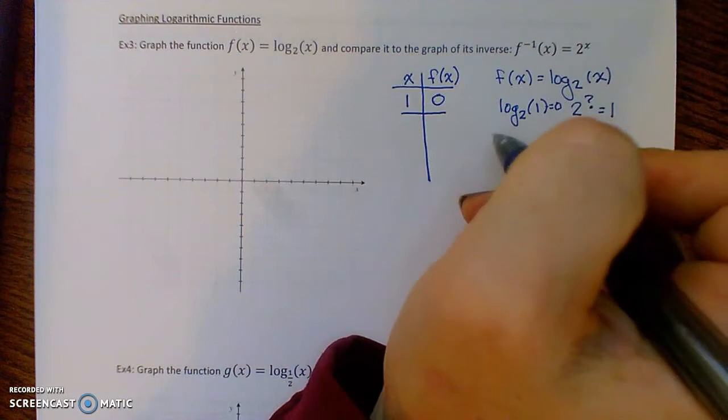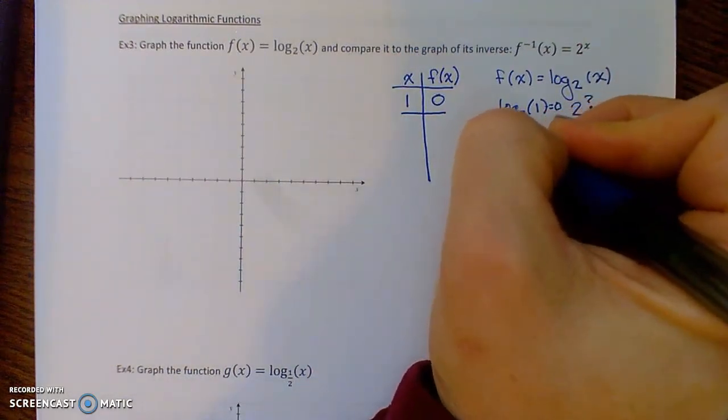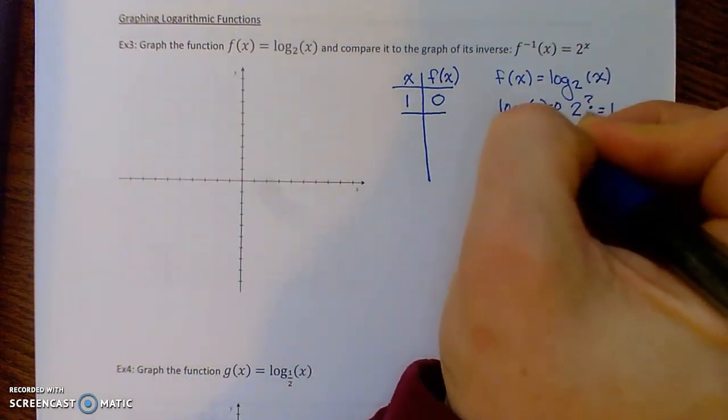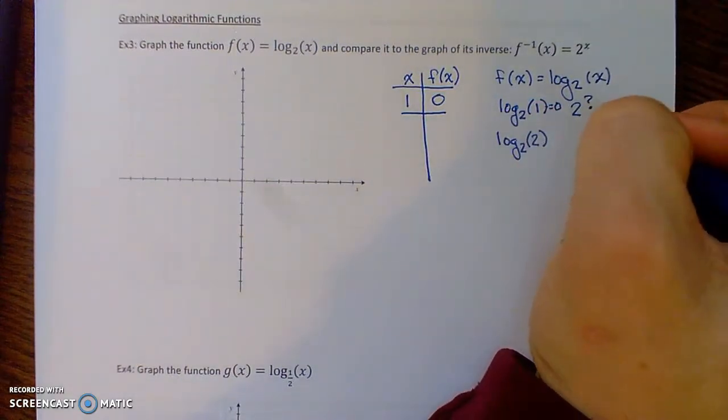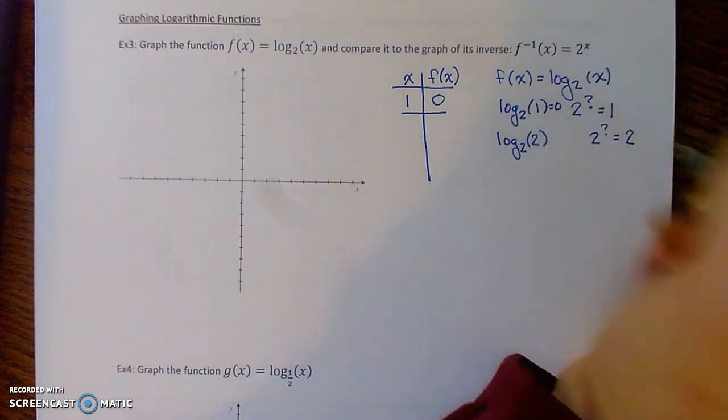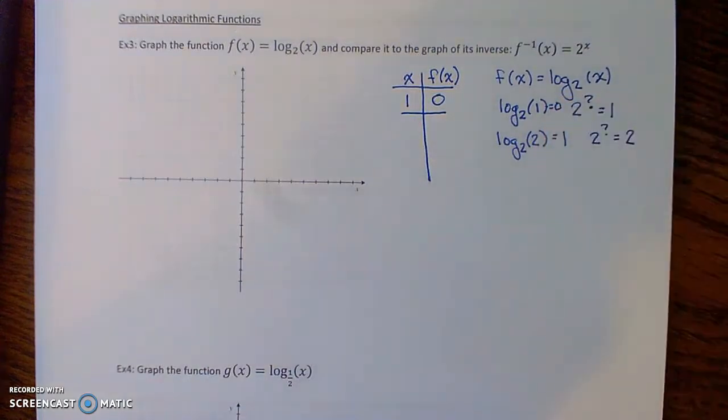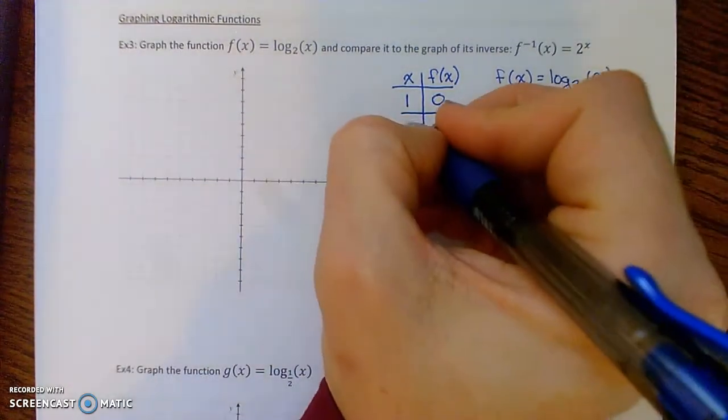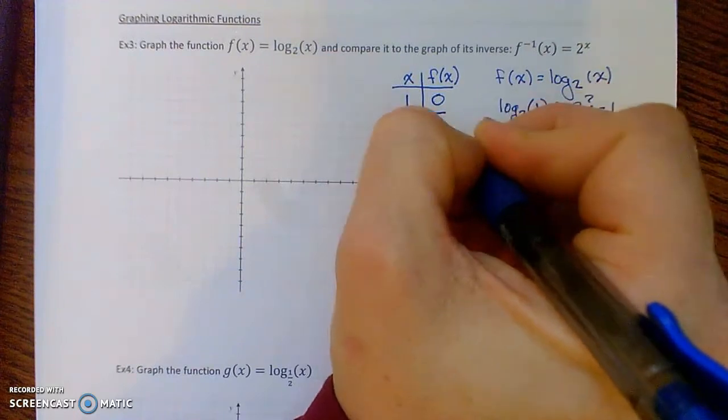All right, now let's plug in another power of 2. So let's say log base 2 of 2. Again, that's like asking 2 to what power equals 2. So that power, the exponent, would have to be the number 1. So if we plug in 2, we get out 1.